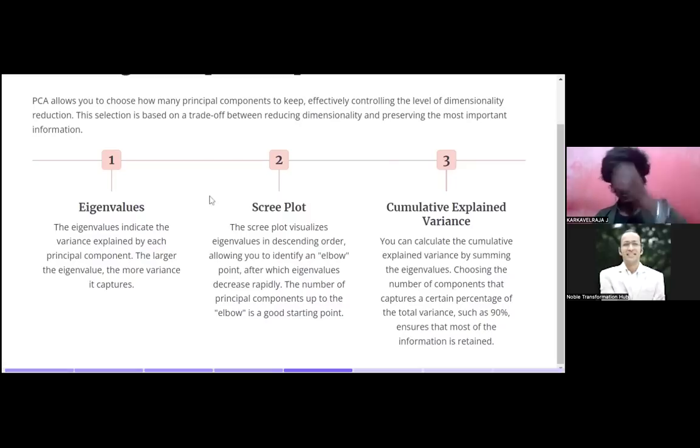Next, cumulative explained variance. This is very important, guys. You can calculate the cumulative explained variance by summing the eigenvalues, choosing the number of components that captures a certain percentage of total variance, such as 90%, which ensures most of the data is retained. Whenever you reduce, say from 1,000 columns to only 10 columns, you need a cumulative explained variance percentage which is acceptable to the client and us. Consider we have 100% information, we feed it to the machine to do PCA and it returns information of 90%.